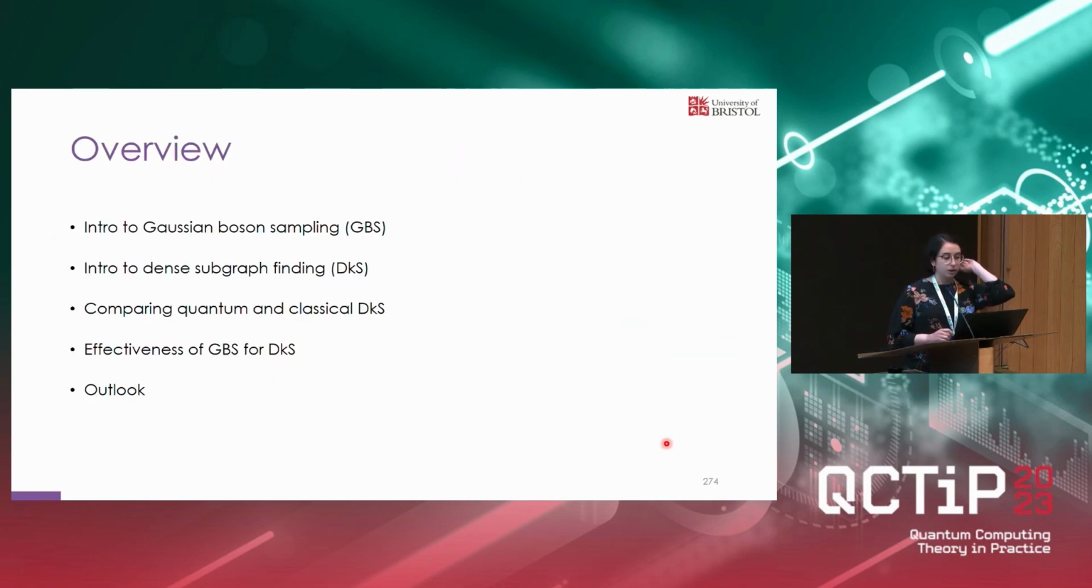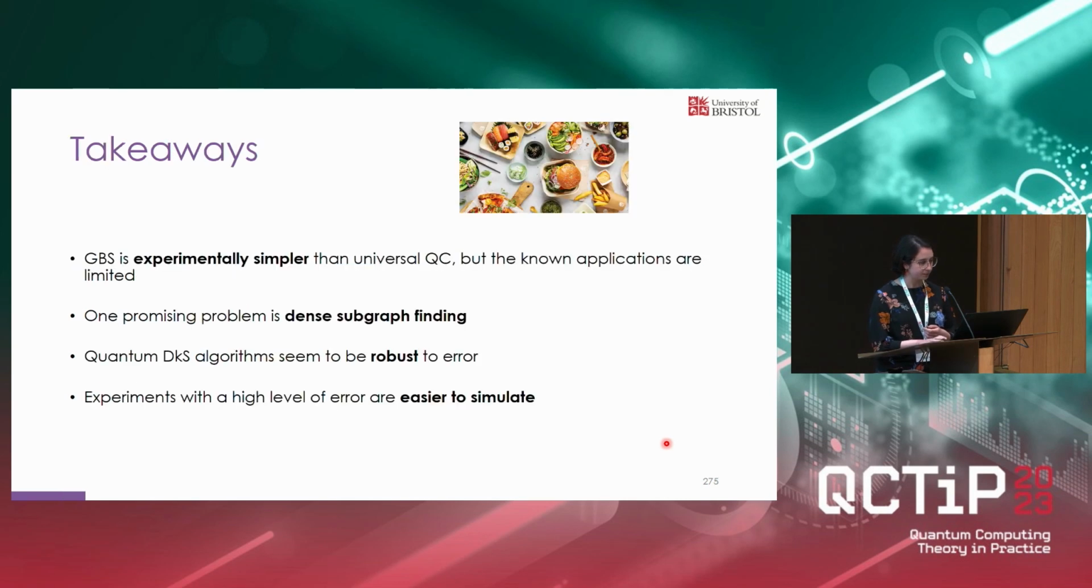So I'm going to be talking about Gaussian boson sampling. I'm going to assume people aren't that familiar with it, so apologies if some of the background is boring to you if you know about it already. I'm going to talk about a particular application of Gaussian boson sampling called dense subgraph finding, and we're going to be looking at how effective it is when you apply different sources of error to GBS, and talk about the effectiveness of GBS for this problem based on that.